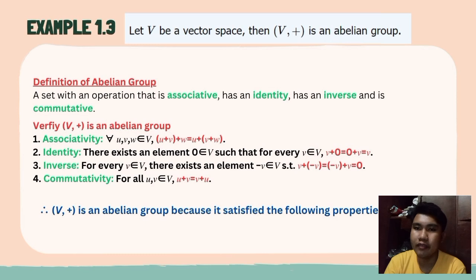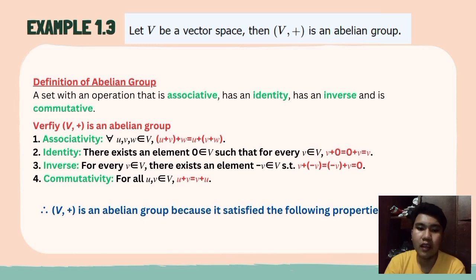In the associativity, for all u, v, w in V, the quantity u plus v plus w is equal to u plus the quantity v plus w. In the identity, there exists an element 0 in V such that for every v in V, v plus 0 is equal to 0 plus v is equal to v.